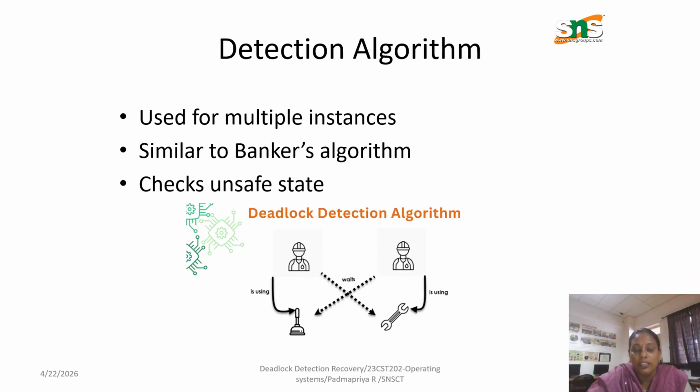The deadlock detection algorithm is used for multiple instances, similar to Banker's algorithm, and checks for an unsafe state. When the system is in an unsafe state, it means deadlock has happened and some processes are waiting a long time for particular resources. The detection algorithm is used to check the system state. That is the deadlock detection algorithm.